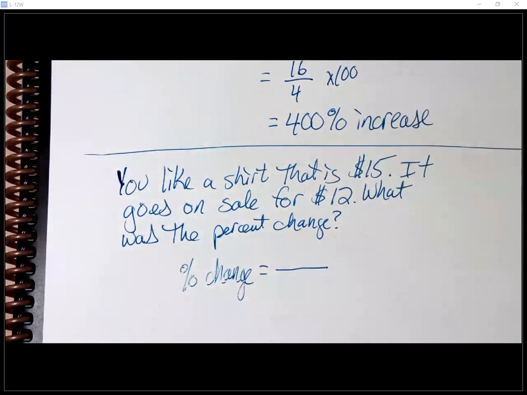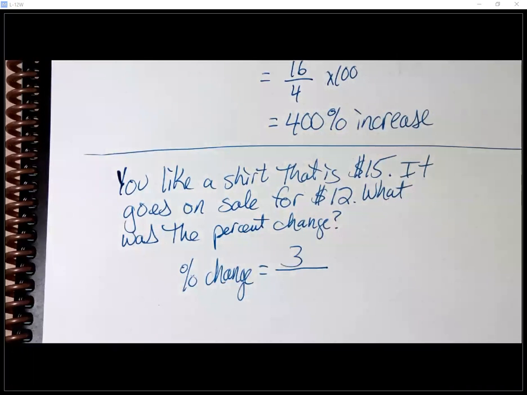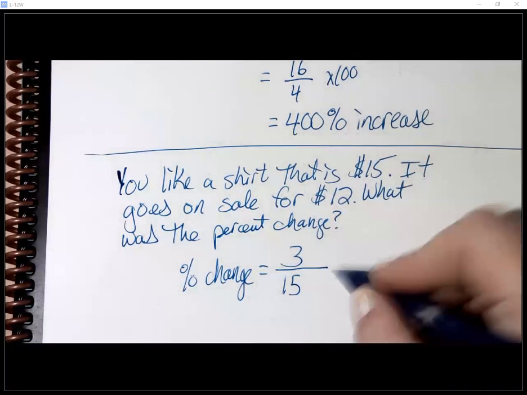So what's that? What's the difference in price? It was 15, now it's 12. So the difference would be $3. So 3 goes up top. And then what was the price originally? So that's always, you just think chronologically. What did the price start at? It started at 15 and then it dropped down to 12. So we're just going to do 3 divided by 15 times 100.